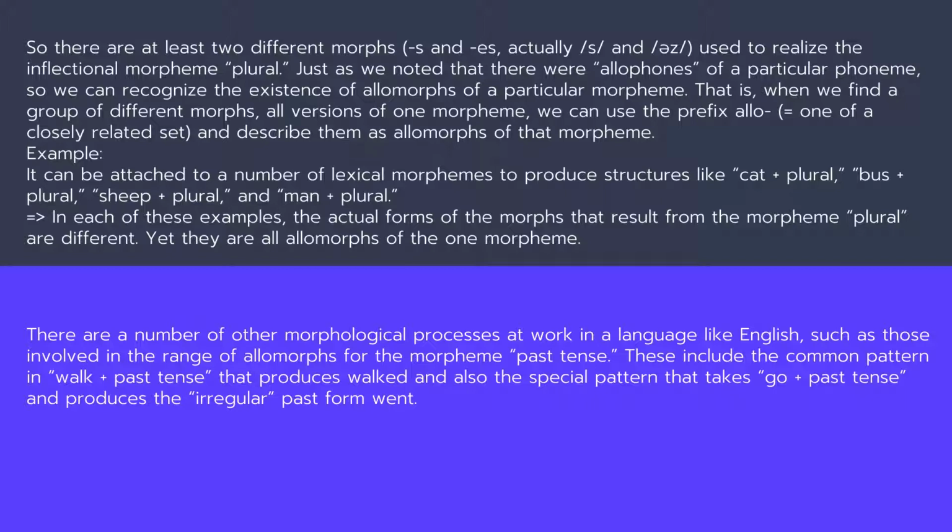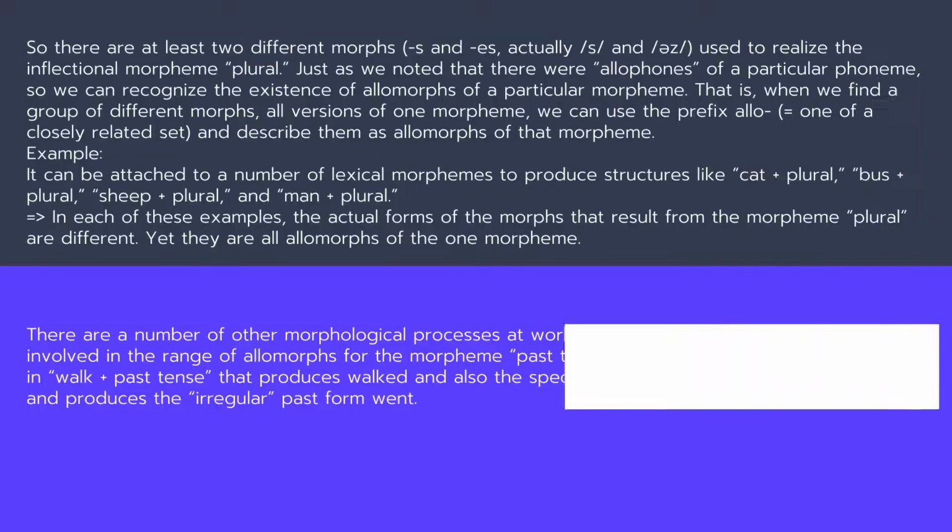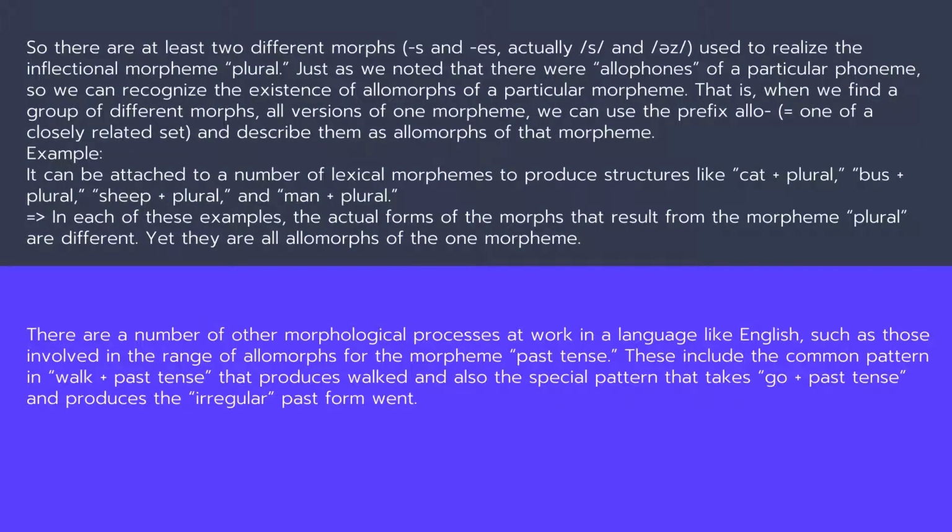That is, when we find a group of different morphs, all versions of one morpheme, we can use the prefix allo, one of a closely related set, and describe them as allomorphs of that morpheme. Example: plural can be attached to a number of lexical morphemes to produce structures like cat plus plural, bus plus plural, ship plus plural, and man plus plural.